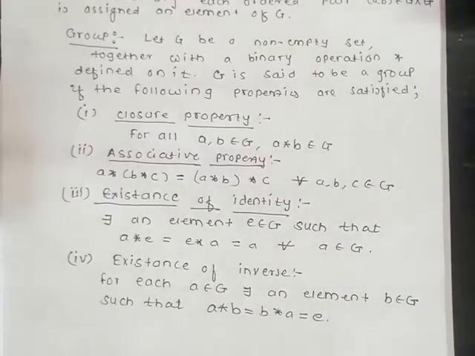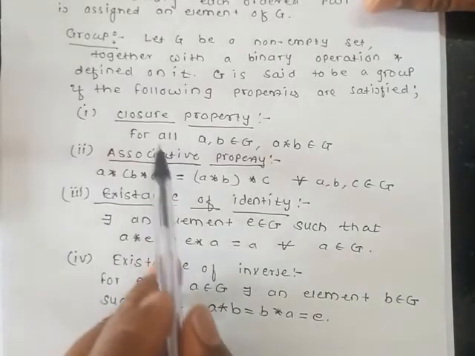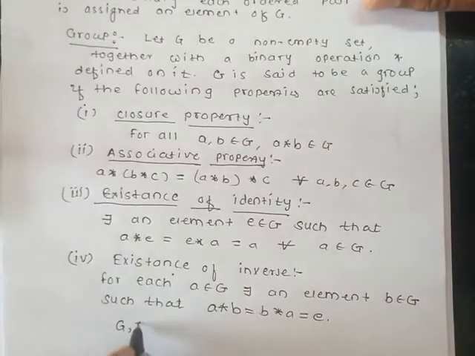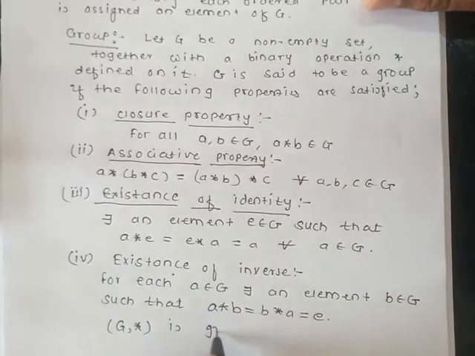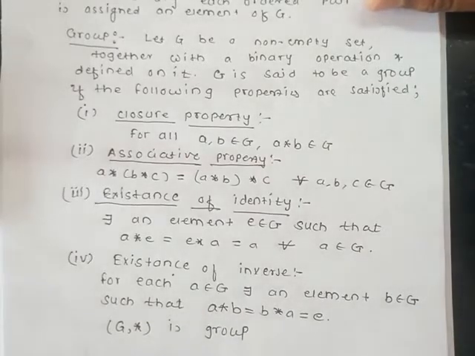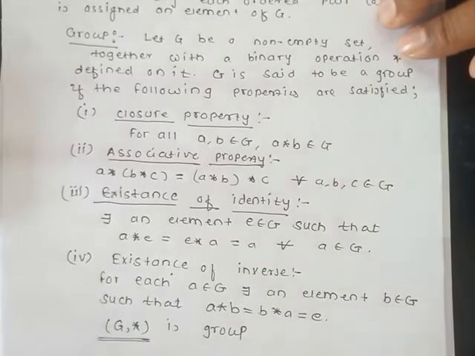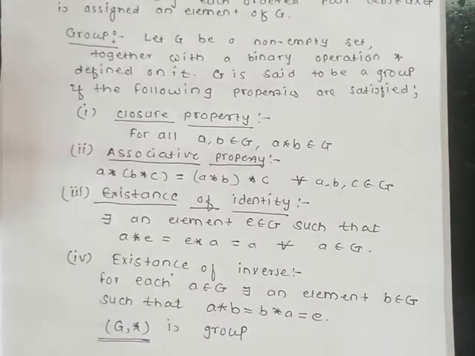So if any set G with the binary operation star satisfies all these four properties, then we say that (G, star) is a group. A group is always denoted with its binary operation. So the definition of group is about four properties with a binary operation star.